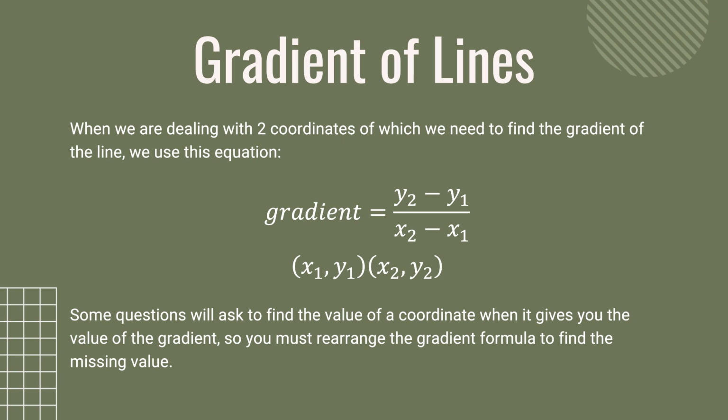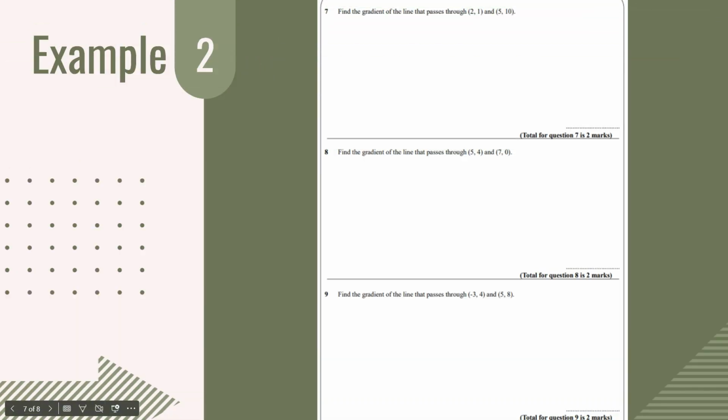Say, if x2 was given as k, you'd have to rearrange the formula if you got given the gradient to be 5, to work out what k equals in this instance, because you'll be given all the other values to do so. Here are some more exam questions for you to have a go at. Have a go, pause the video, and unpause when you've done.